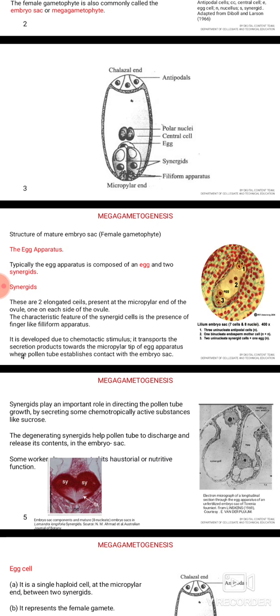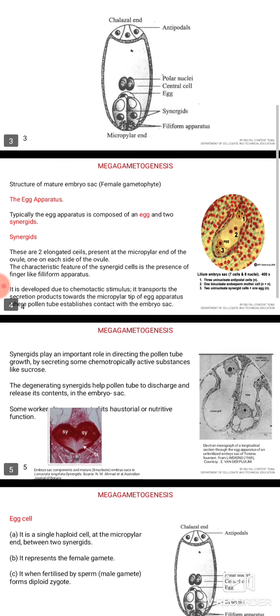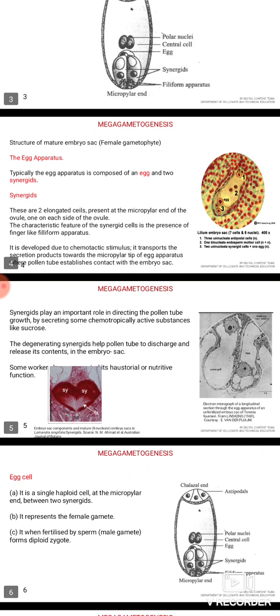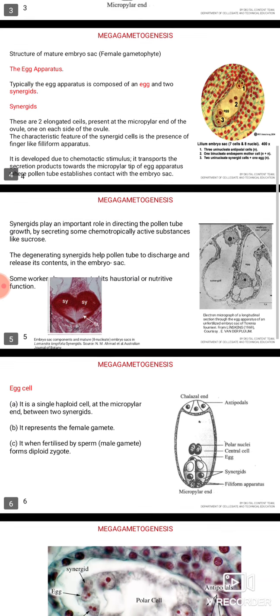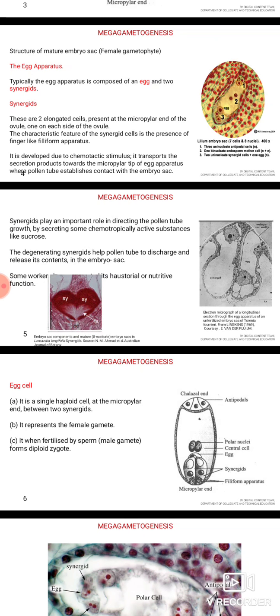Synergids play an important role in directing the pollen tube growth by secreting some chemotactically active substances like sucrose. The degenerating synergid helps the pollen tube to discharge and release its content into the embryo sac. Coming to the egg cell, it is a single haploid cell at the micropylar end between the 2 synergids. It represents the female gamete. When fertilized by sperm, it forms a diploid zygote.